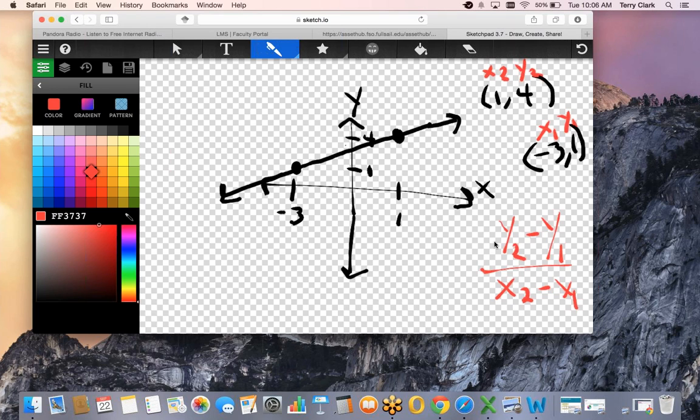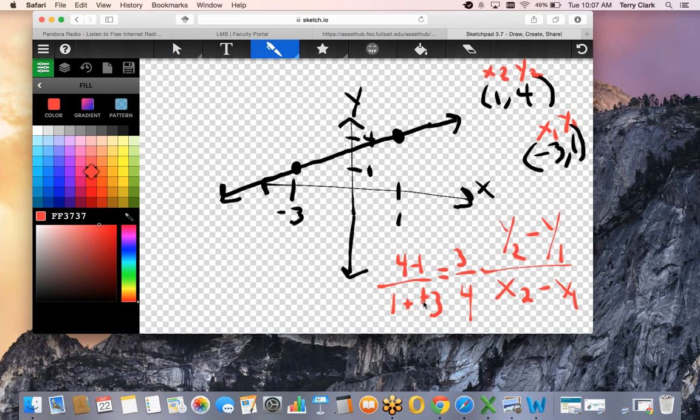So I can just plug these into the formula and go 4 minus 1, and then 1 minus negative 3. 4 minus 1 will give me 3. And then subtracting negative 3 will give you a positive 4. We can just simply go plus, plus.